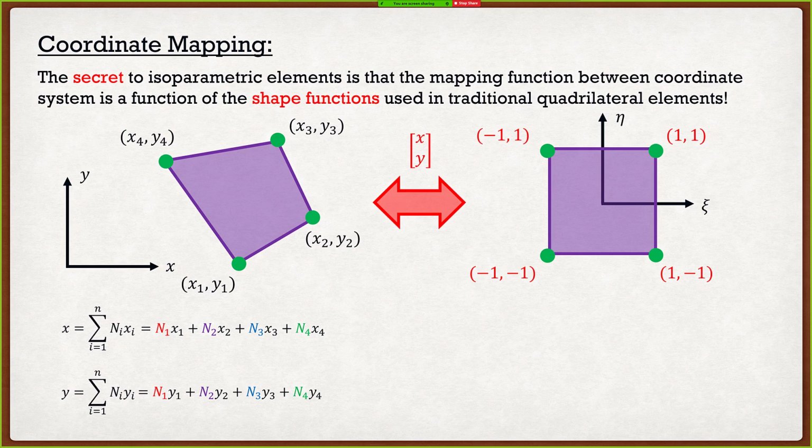So maybe I misinterpreted you guys. In total, we have 8 shape functions, but we only have 4 unique shape functions. So I think that we're actually all on the same page. I probably just misinterpreted you guys.